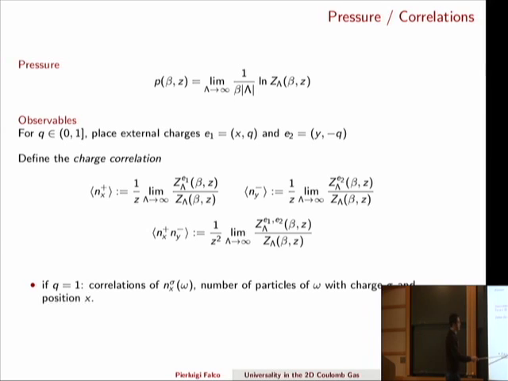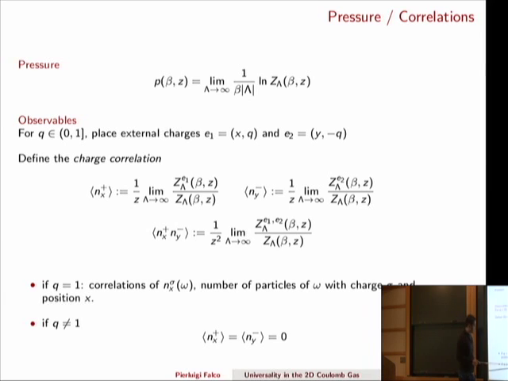If q is equal to 1, this is really the expectation, according to the probability I was describing, of a random variable. This random variable is the number of particles with charge, let's say charge plus q, at position x, and the number of particles at position y with charge minus 1. So when q is equal to 1, it's really the expectation of a random variable. When q is not equal to 1, it is not, in this formulation. It's going to be in another formulation, the Coulomb, the Sine-Gordon formulation. But anyway, here it is not really an expectation of anything.